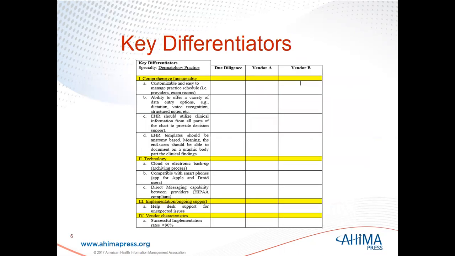So here's an example. I took this from a student from like 4 years ago, where they were assigned dermatology as their specialty. So here is the table that you're going to have to complete. And notice that there are 4 kind of headings there. There's comprehensive functionality, technology, implementation, ongoing support, and then vendor characteristics. And what I've done here is provided some examples of those different types of functionality, technology, support, and vendor characteristics, okay, for this practice. And so this kind of gives you an idea of what I mean when I want your key differentiators to be unique to your practice, okay?